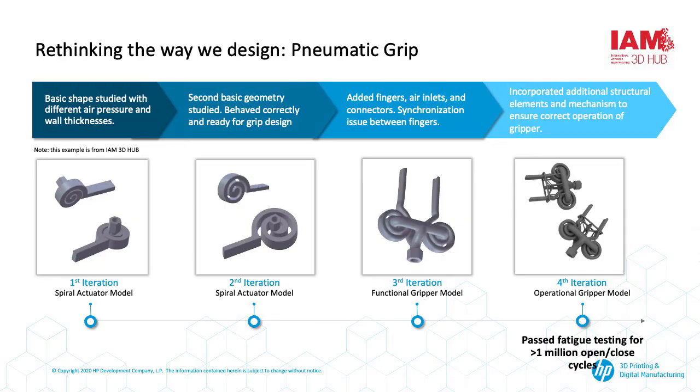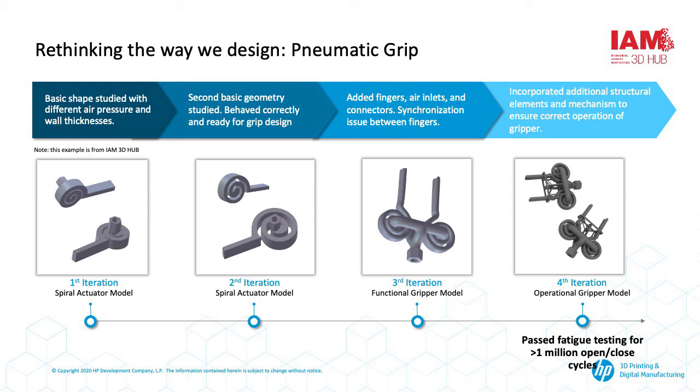This pneumatic grip is a good example of that, and you see 4 different iterations of the design. The first 2 designs are essentially the testing designs for the performance of the part, for the validation, for air tightness, as well as the task at hand. And for the 3rd iteration, they essentially came up with the pneumatic grip design.